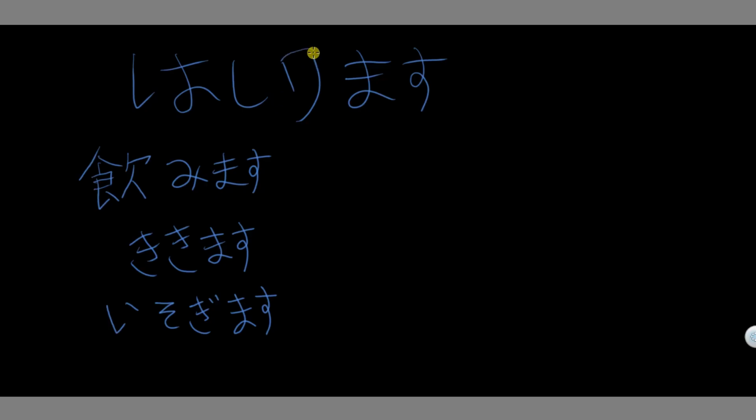So hashirimasu, there's an ri in front of the mas. So what we're going to do is get rid of the ri and the mas. And once we do that, can you remember what we replace it with? So hashi, small tsu, and a te. And now we're ready. That's te form.